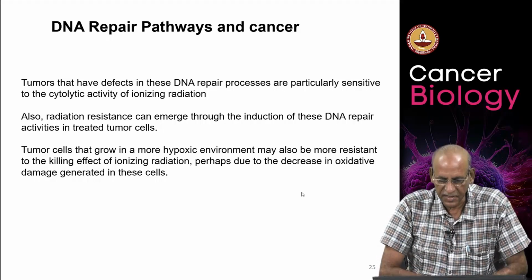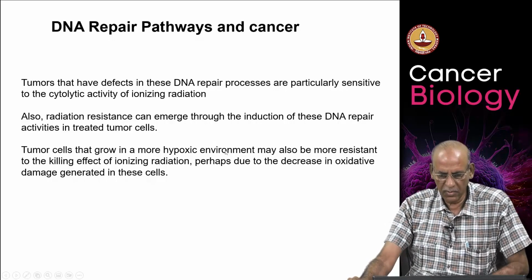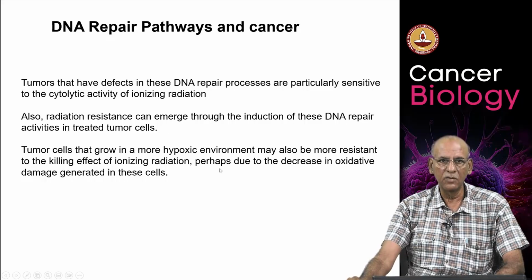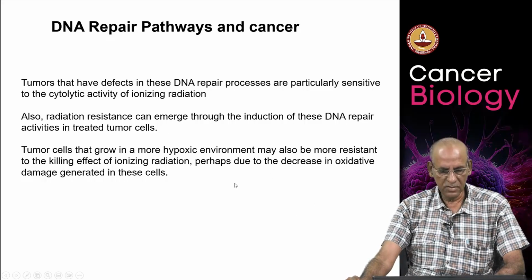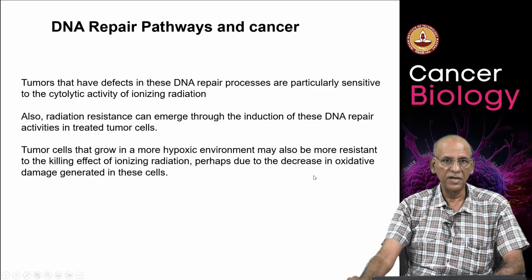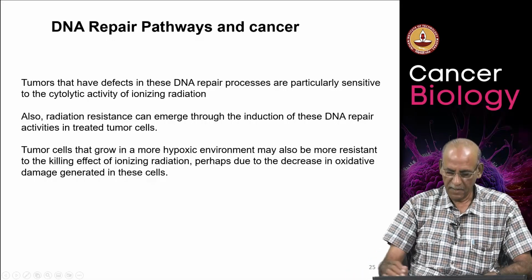So, they change that. Tumor cells that grow in a more hypoxic environment may also be more resistant. We just saw how hypoxia can contribute to resistance. So, that is also there. Killing by ionizing radiation is reduced due to the decrease in oxidative damage generated in these cells.